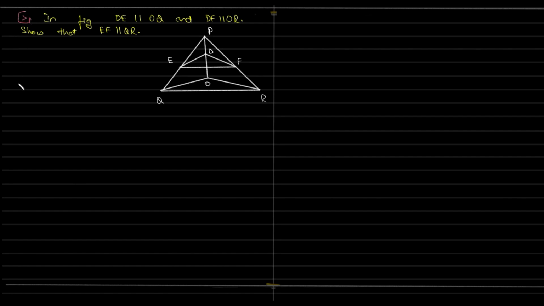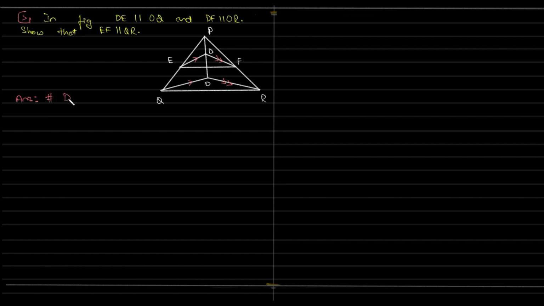In the figure, DE and OQ are parallel, and DF and OR are parallel. Prove that EF is parallel to QR. We have to prove that. So now my request is: pause the video and draw.